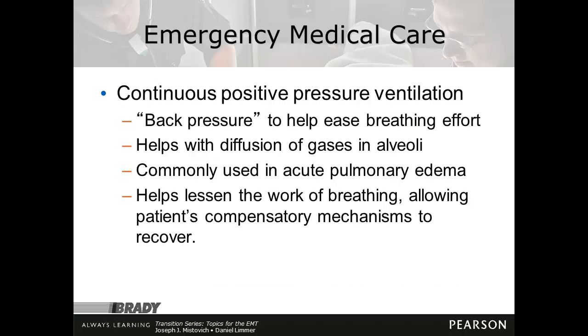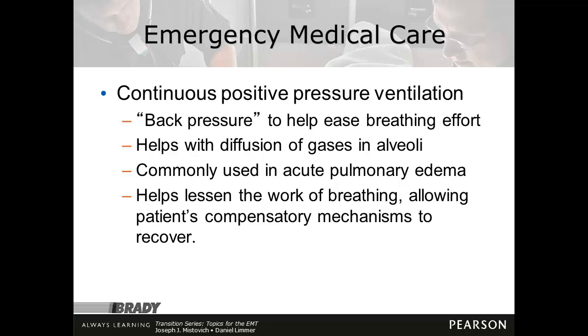Continuous positive pressure ventilation, or CPAP, is a new technology in the EMS field. It uses increased airway pressure to help ease the effort of breathing. It also helps with the diffusion of gas in the alveoli. CPAP is in common use for people with snoring problems. Its use in EMS is fairly recent and has been met with considerable success.